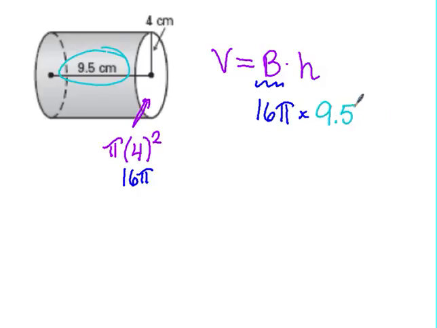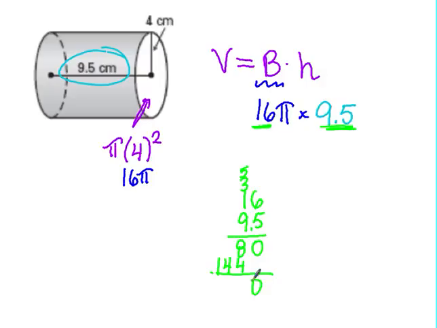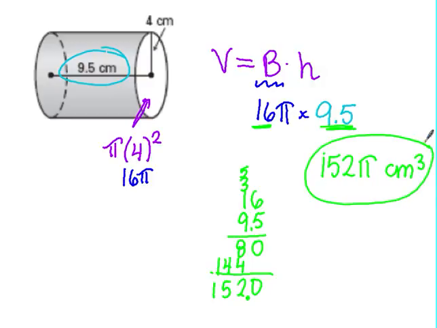So in order to solve this, first of all, you're going to see what your answers look like. Chances are they're going to have pi in them. So I'm going to need to take 16 times 9.5, and then we'll just attach it to pi. So 16 times 9.5, you get 8, 4, carry 5, I get 14. So what do we got? 0, 2. So my answer will be 152 pi centimeters cubed. And there you go.